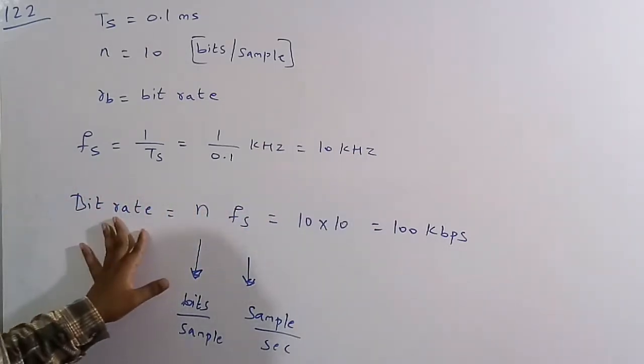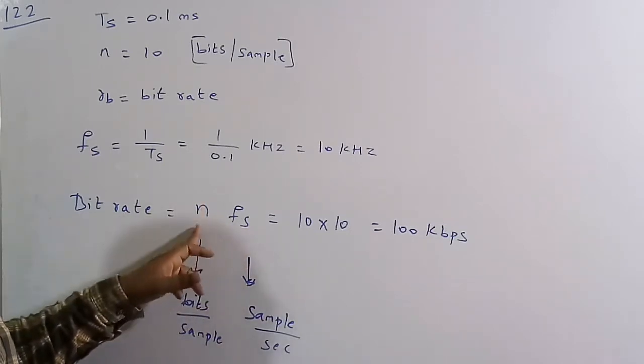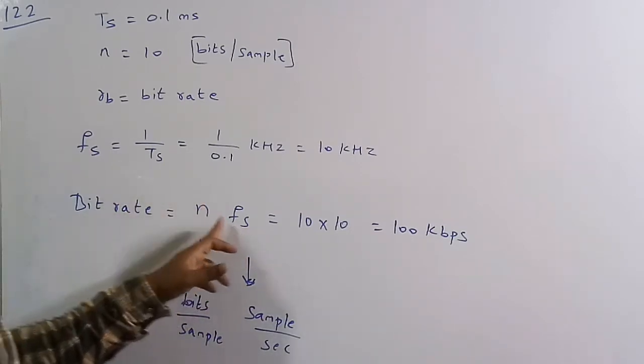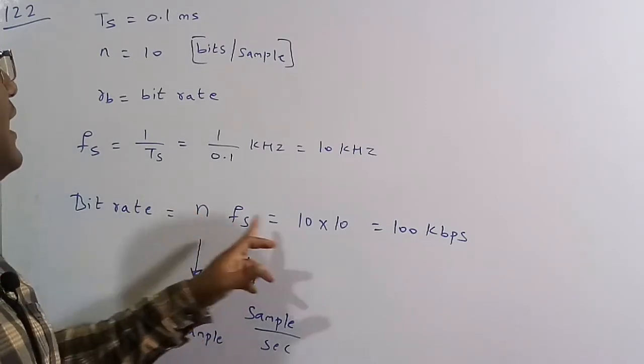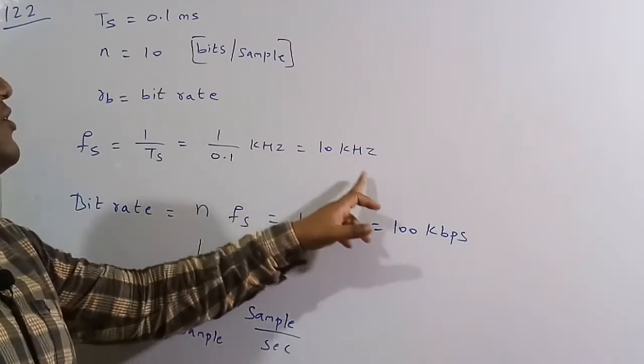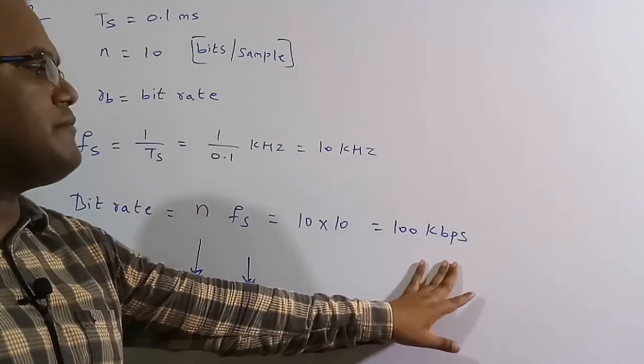So bit rate is the product of the number of bits per sample and the sampling frequency, n into fs. So n into fs is nothing but bit rate. The value of n we know is 10, and the value of fs is 10 kilohertz. If you solve this, we get 10 into 10, which is 100 kbps, meaning kilobits per second.